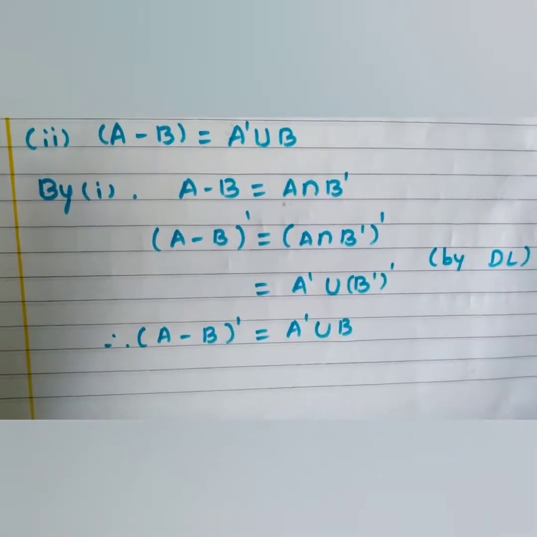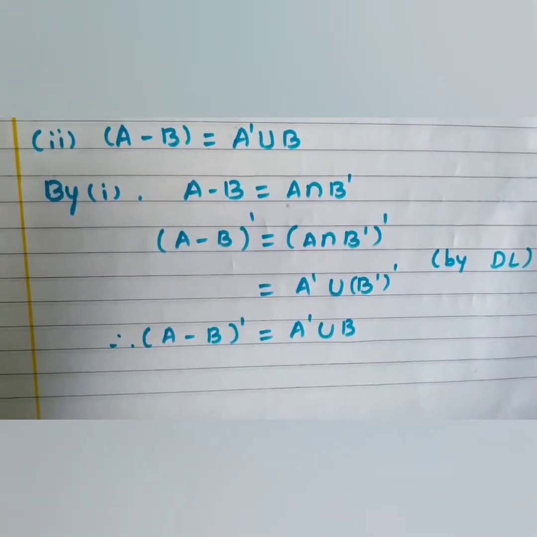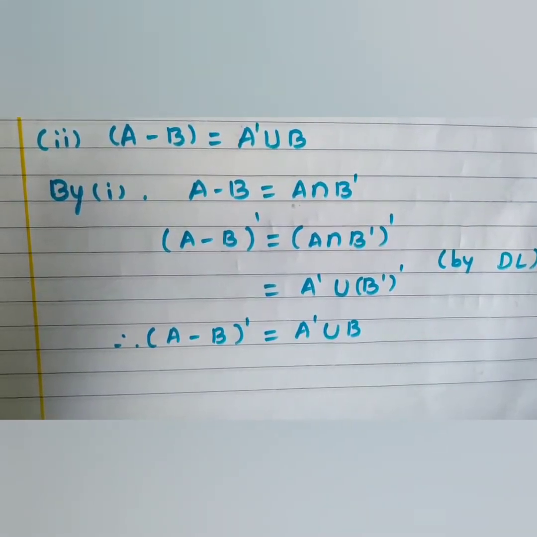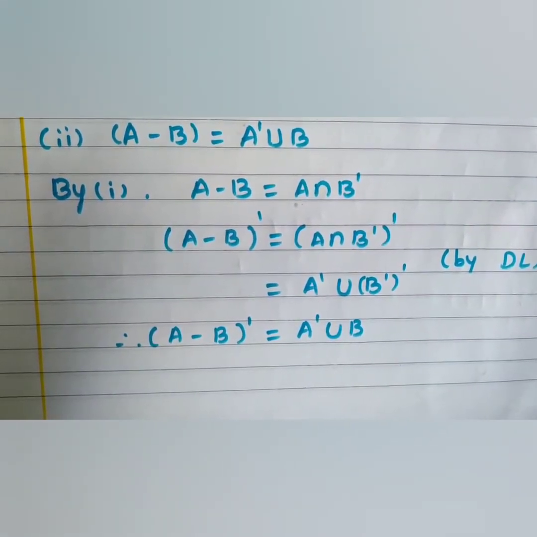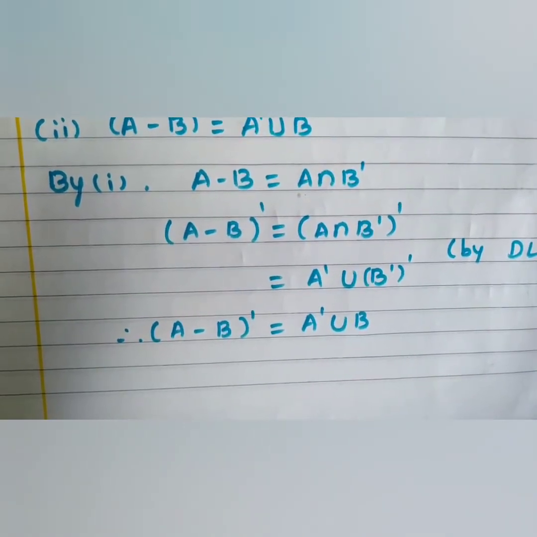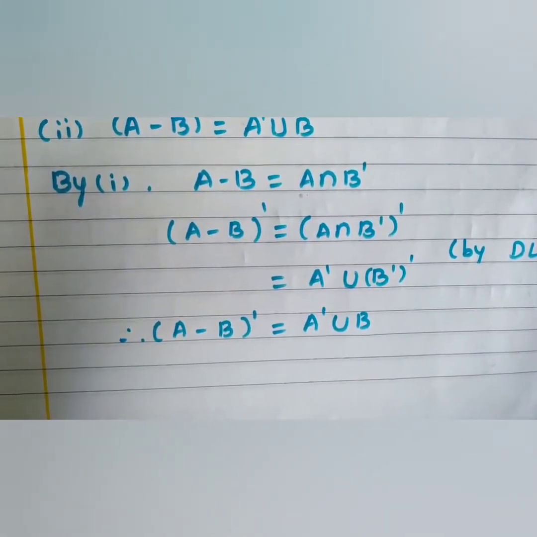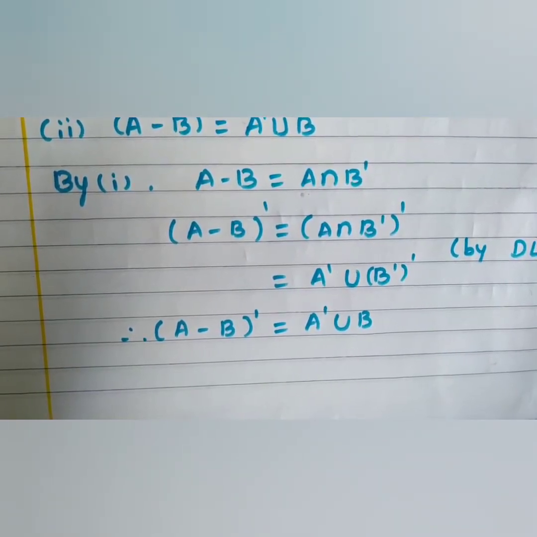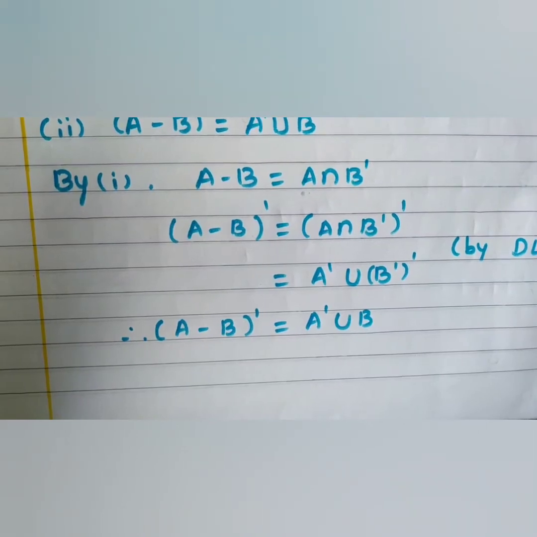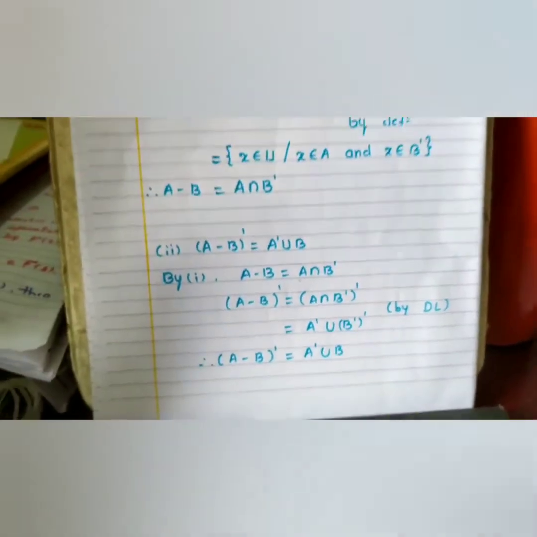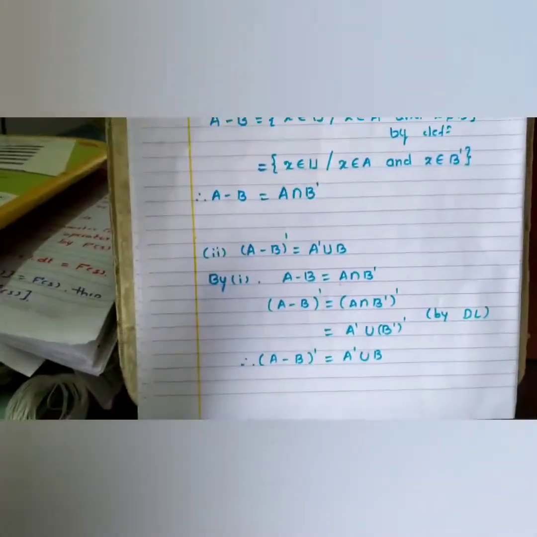Using De Morgan's law, A intersection B dash whole dash is A dash union B dash dash. Intersection changes to union by means of De Morgan's law. The second term is B dash whole dash. The LHS is already A minus B dash. Now in the RHS, keep A dash as it is, union as it is, and the complement of complement of B is B itself. Therefore A minus B dash is equal to A dash union B. So this is the proof of the second result.